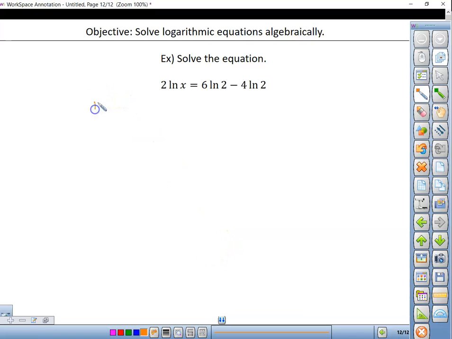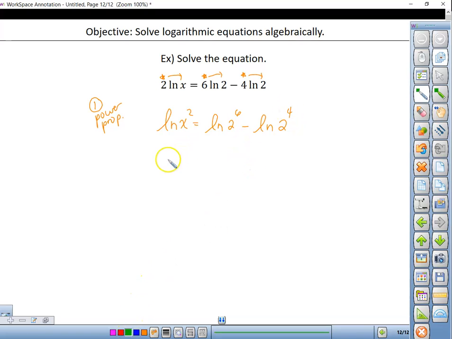So the first thing I want to do is look to see if I need to use the power property. As we've learned, we want to scan the problem looking in front of each logarithm for a multiplying factor other than 1. And every single place we find that, we are going to use our power property and pull those to the exponent positions on the arguments. So that means we're now going to have the natural logarithm of x squared equals the natural logarithm of 2 to the 6th power minus the natural logarithm of 2 to the 4th power.